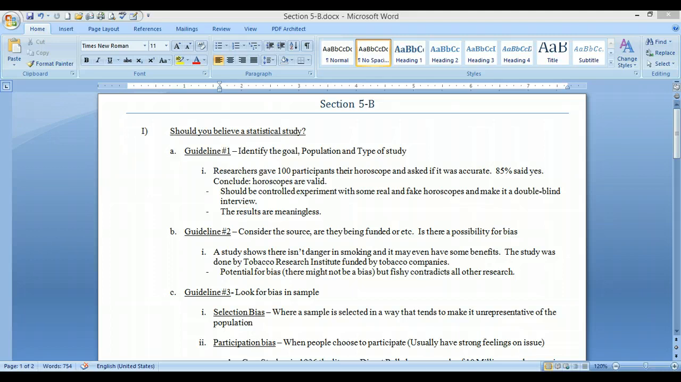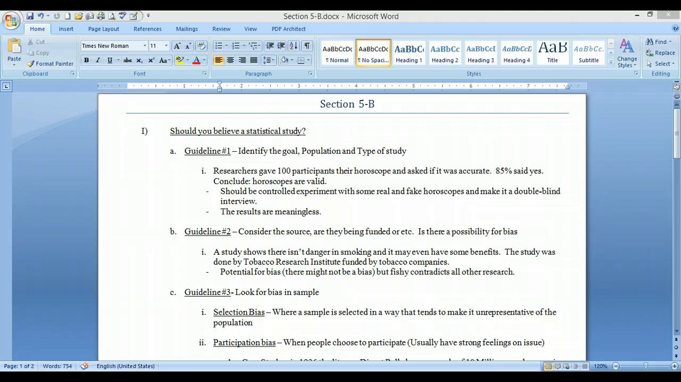The goal was to find out if horoscopes were accurate, but the type of study was experimental, and we learned in Section 5A that experimental studies need to have a control group. And this experiment talked nothing about a control group. So it needed to have some real horoscopes and probably some fake ones.